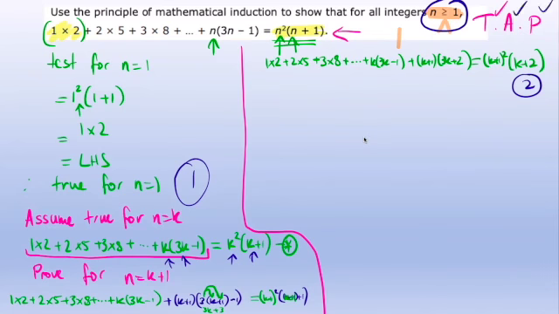Now the 3rd mark is probably the trickiest mark. It's because we actually need to prove this thing. And what do we need to prove? We need to prove that the left-hand side, so this thing, is equal to the right-hand side, is equal to that. So now this is our 3rd mark that we're working on. So 1 times 2 plus 2 times 5, 3 times 8. Now the next step is where I do my induction.